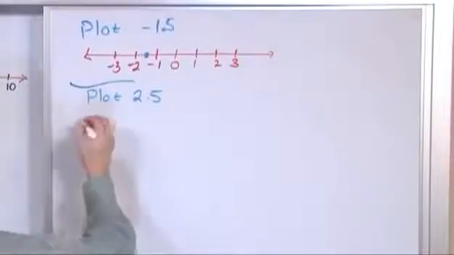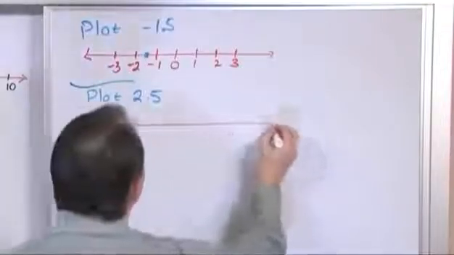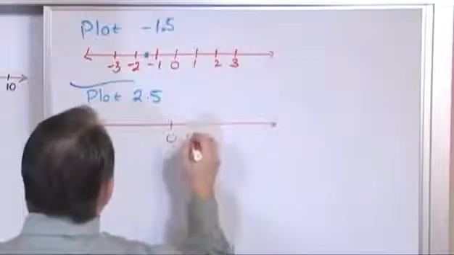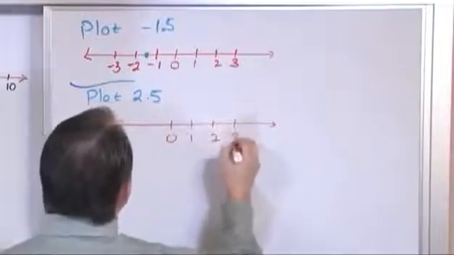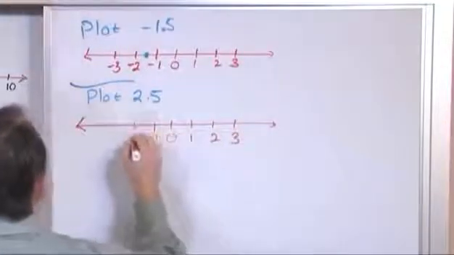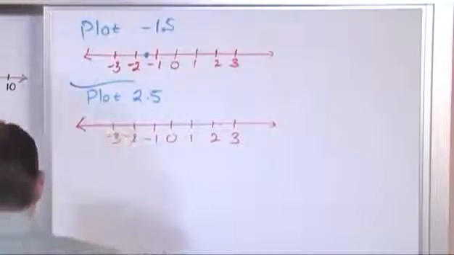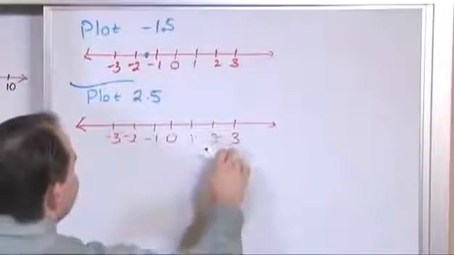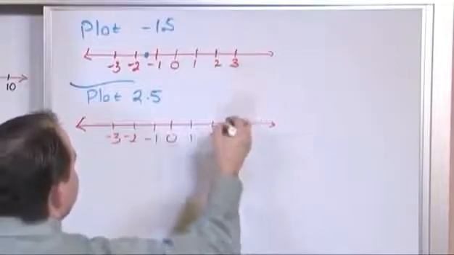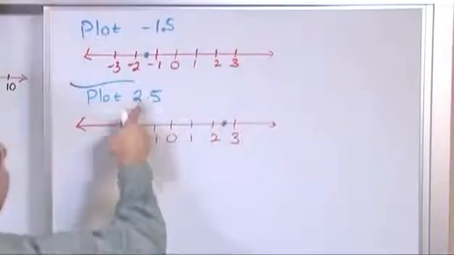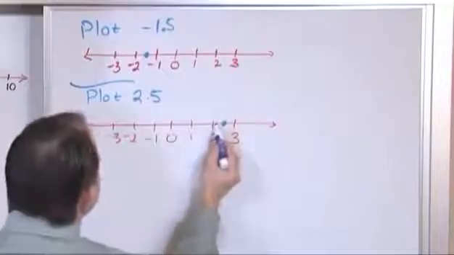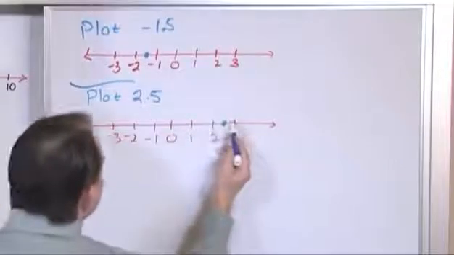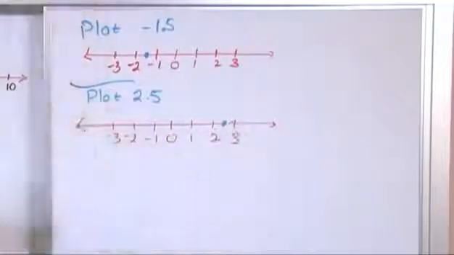And the way we would do that is draw our number line. 0, 1, 2, 3, -1, -2, -3. And then 2.5 is somewhere between 2 and 3. So that would be right in the middle there. And of course, if it was 2.1, it would be closer to 2. If it were 2.9, it'd be really close to the number 3. So you can plot any point that you want there.